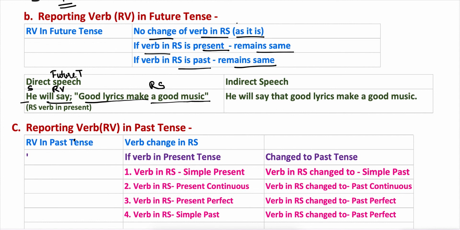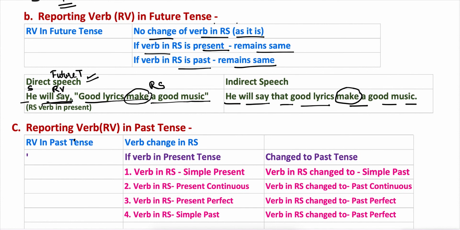When the reporting verb is in future tense, then there will be no change of verb in the reported speech. So the verb of the reported speech will remain as it is. Make, here also make. The verb will not change. So the sentence will be in indirect format. He will say that good lyrics make a good music.